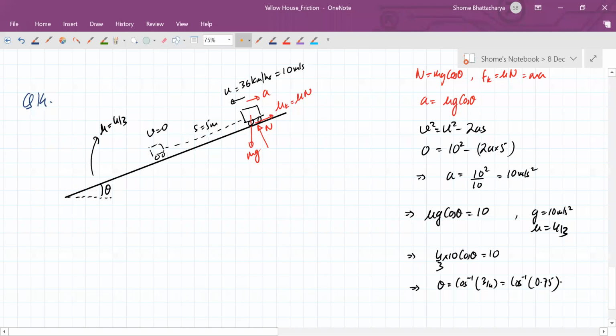So you can leave the answer this way, or you can also look it up in a scientific calculator or a table. That is about 41.4 degrees. Okay, so Prince, hope the question is clear. In fact, question number 16 is also based on a similar kind of thing. You can try it out later if you haven't done it.